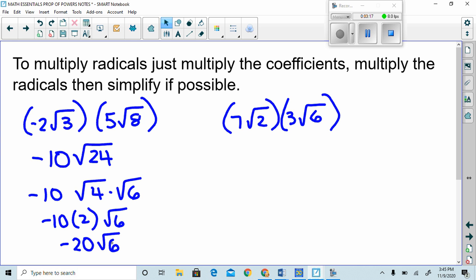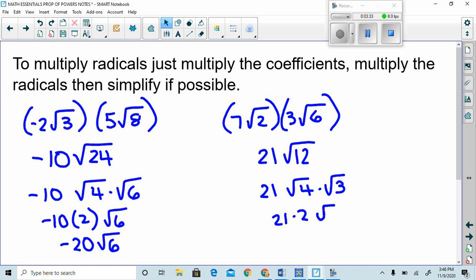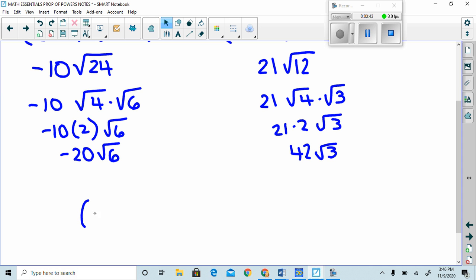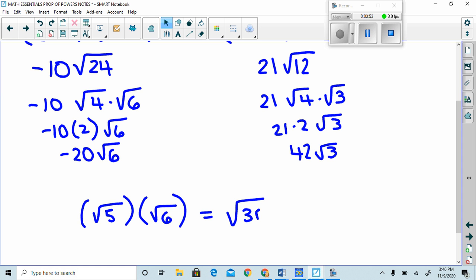Let's see one more of those. I have 7 times 3 is 21. 2 times 6 gives me radical 12. Once again, I want to break this down into perfect square factors if there are any. This gives me 21 times 2 times square root of 3, and I get 42 times the square root of 3. There'll be times when you do this and it can't be simplified. If for some reason I gave you the product of square root of 5 times the square root of 6, well, when I multiply those together, I get the square root of 30, which cannot be simplified.